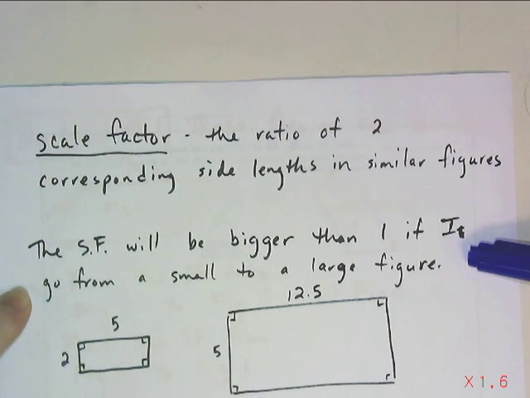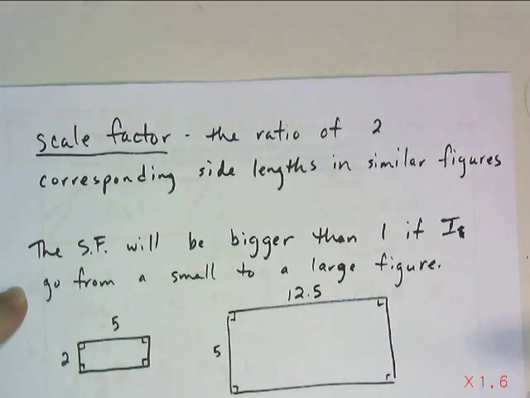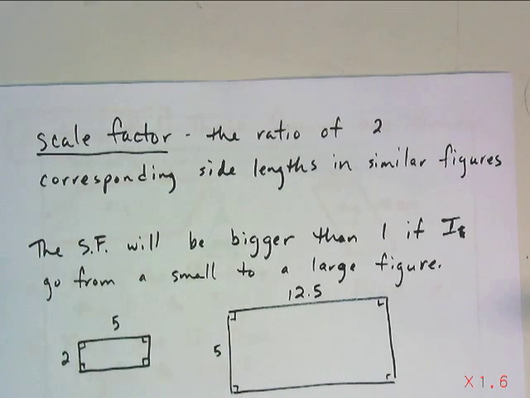Now, in case it's not obvious, your scale factor will be some number bigger than 1 if you're going from a small to a large figure. So if I start here and I'm applying a scale factor to create this larger figure, it's only going to happen if my scale factor is bigger than 1. So let's figure out what that scale factor is. I need the ratio of the corresponding side lengths.